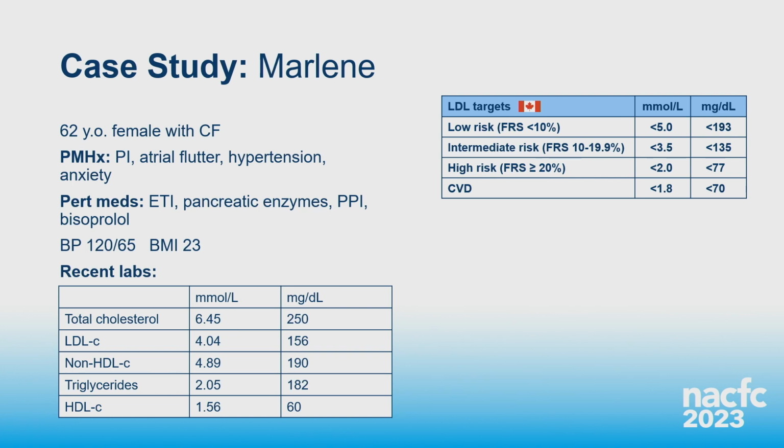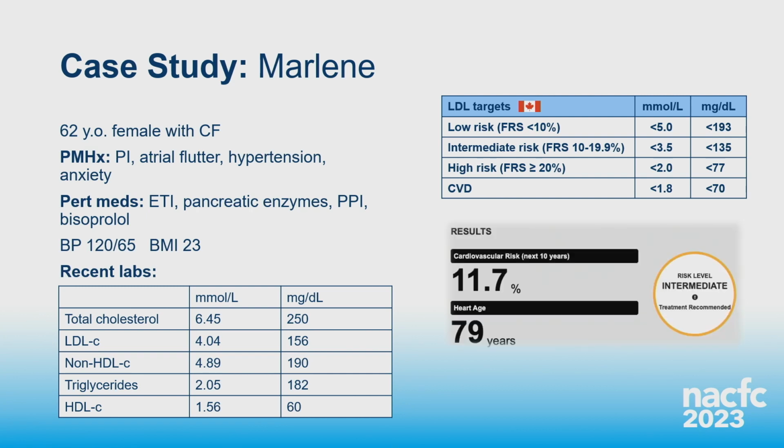So there are calculators online, whether you use the Framingham risk score or the pooled cohort equations, and I plugged some of her parameters in. And it told me that she's at intermediate risk for cardiovascular disease. So her target LDL should be less than 3.5, and hers was 4.04. So an LDL above where we want it to be. The first thing I told her is, please talk to your family doctor, because obviously there may be other indications for medication, and it should be assessed by them.